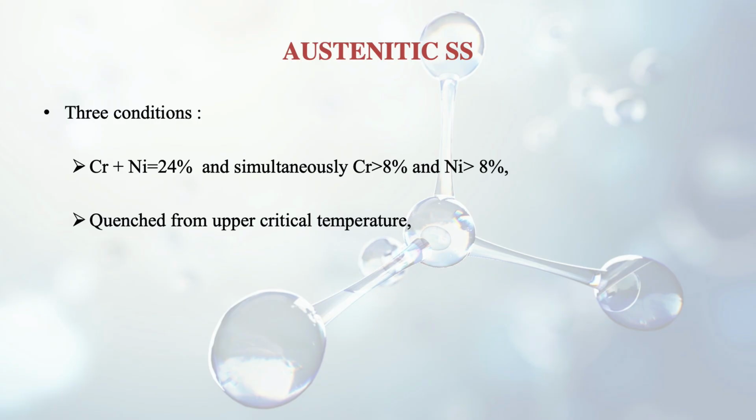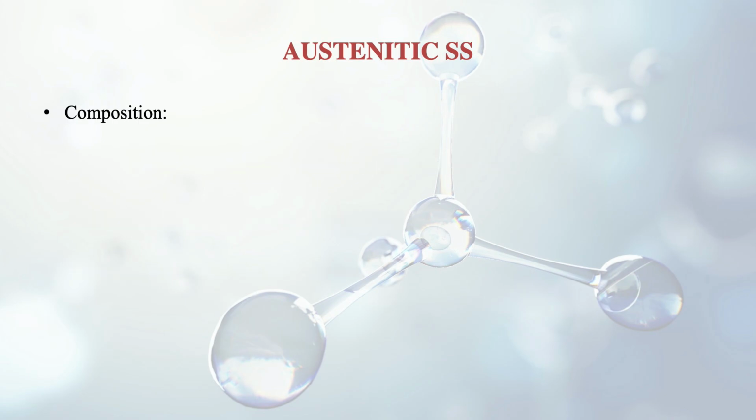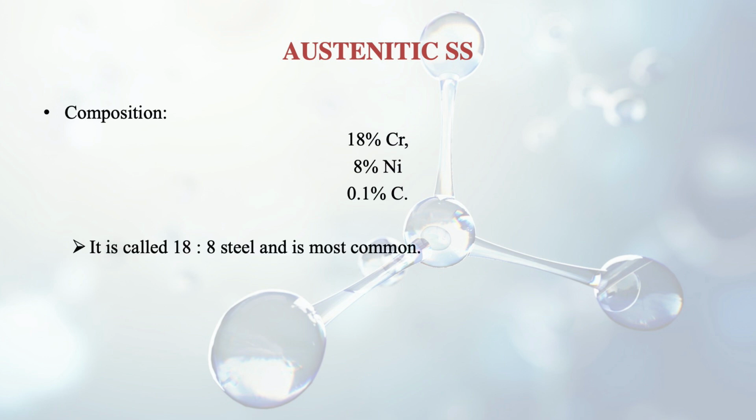So in the process, it is now quenched from upper critical temperature. Upper critical temperature, as you know, was around 900 degrees centigrade. So it is quenched from that temperature, and then it is retained on cooling at normal rates. Composition is like this: 18% chromium, 8% nickel and 0.1% of carbon. So it is also called 18-8 steel and is most commonly used.